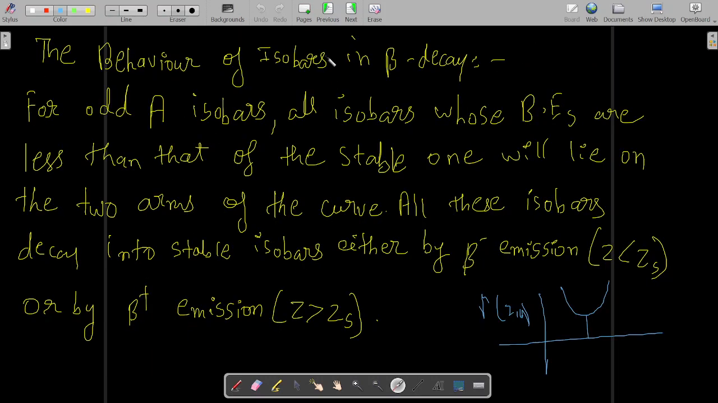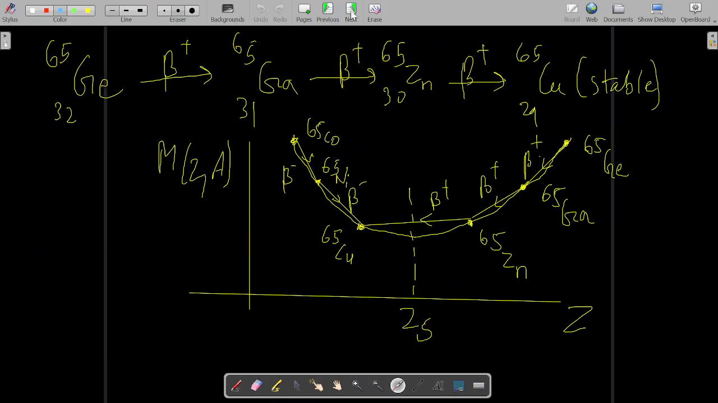All those isobars decay into stable isobars either by beta minus emission, where Z is smaller than Zs, or by beta positive emission, where Z is greater than Zs. Now the situation is something like this. You have Zs over here, and the atomic number of copper is 29. Atomic mass is 65, but atomic number is 29. Why they are undergoing beta minus decay and why beta plus decay, we will understand now.